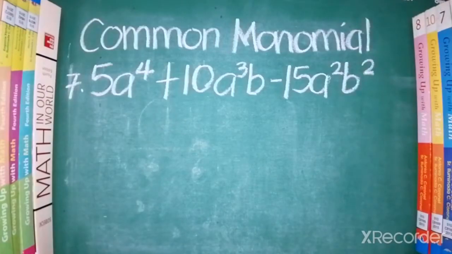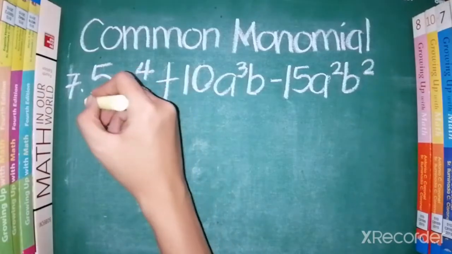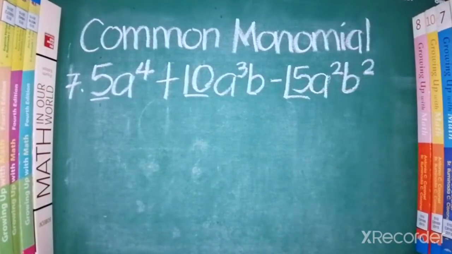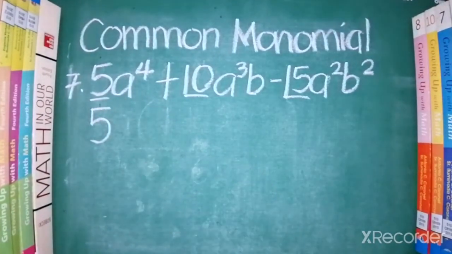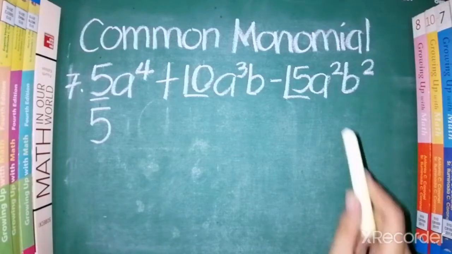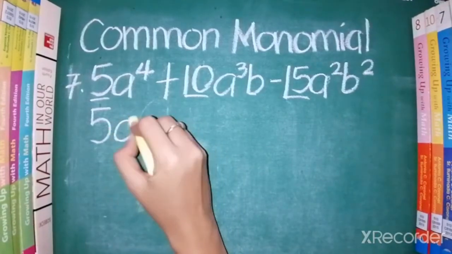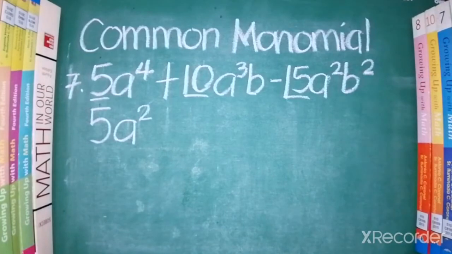Down to our next example. We have 5a to the power of 4 plus 10a to the power of 3b minus 15a squared b squared. So we will find their common monomial. We have 5, 10, and 15. What is their common? Very good. We have 5. Next is for the variable. We have a to the power of 4, a cubed, and a squared. So in variable, we're just going to use the smallest, which is a squared. Okay, so we're not going to have b anymore because in the first term, we don't have b there.